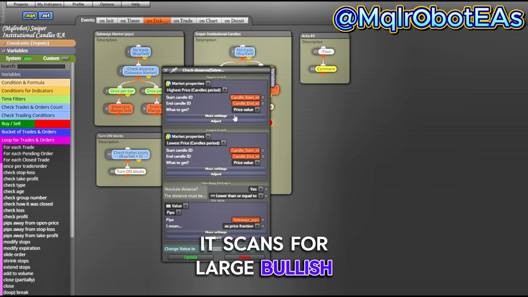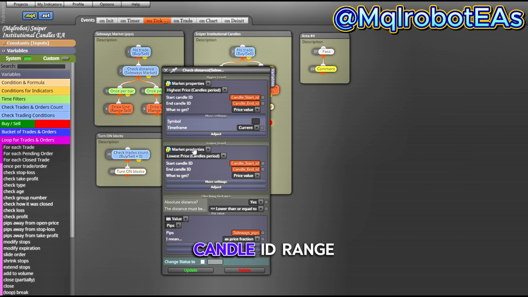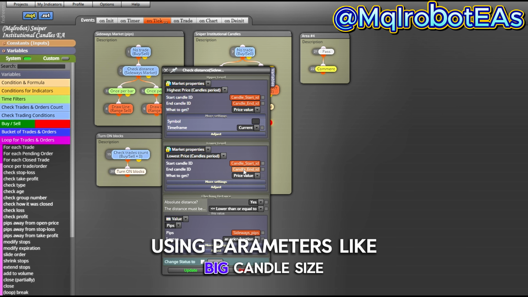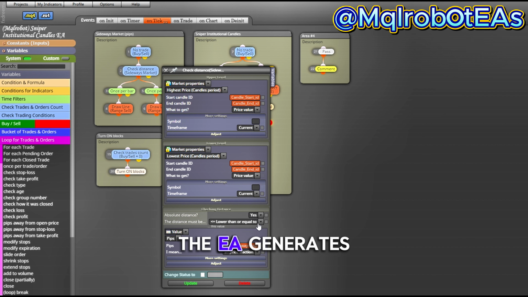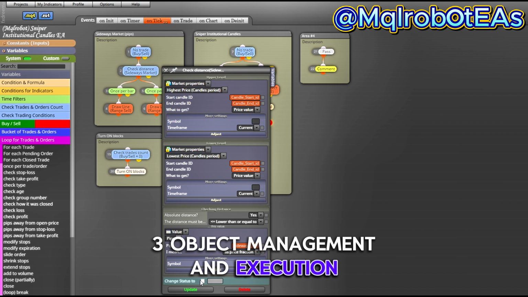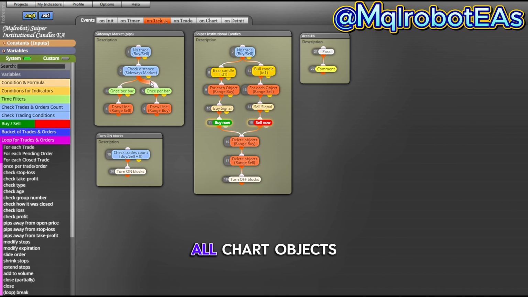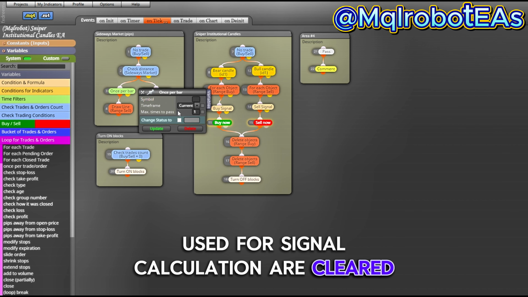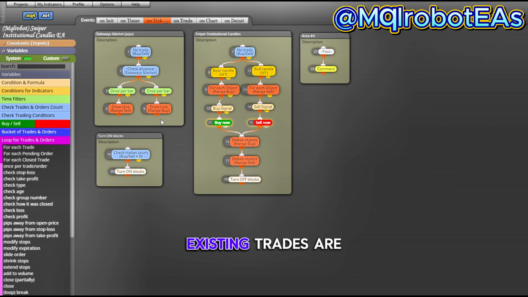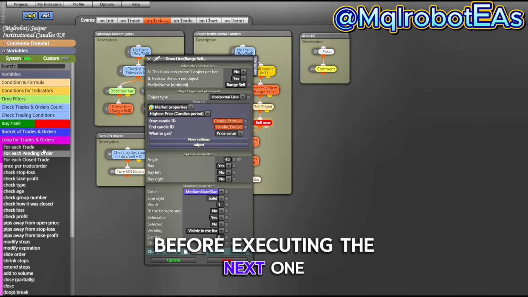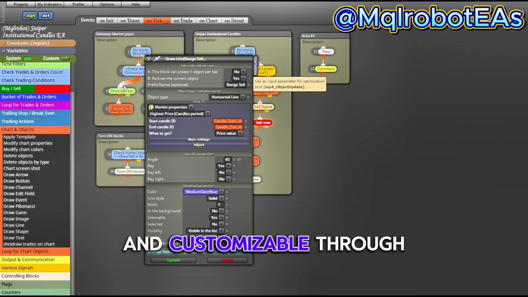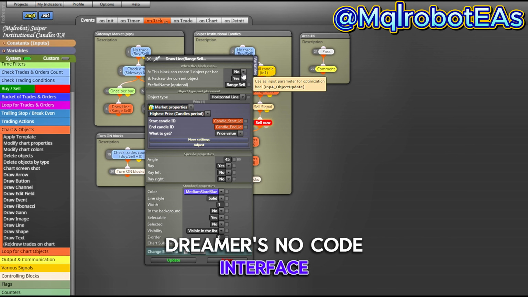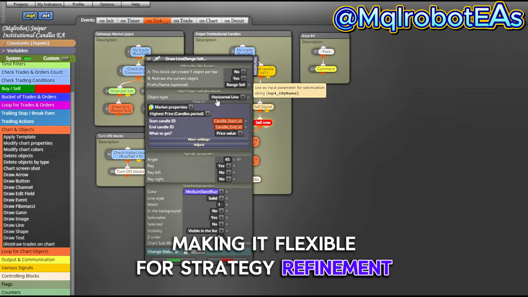It scans for large bullish or bearish candles within a custom candle ID range, using parameters like big candle size. When both a candle pattern and the price zone align, the EA generates a buy or sell signal. 3. Object management and execution. Before placing new trades, all chart objects used for signal calculation are cleared. The EA then ensures that no existing trades are open before executing the next one, preventing trade overlap. All of these logic blocks are visual and customizable through FXDreema's no-code interface, making it flexible for strategy refinement.